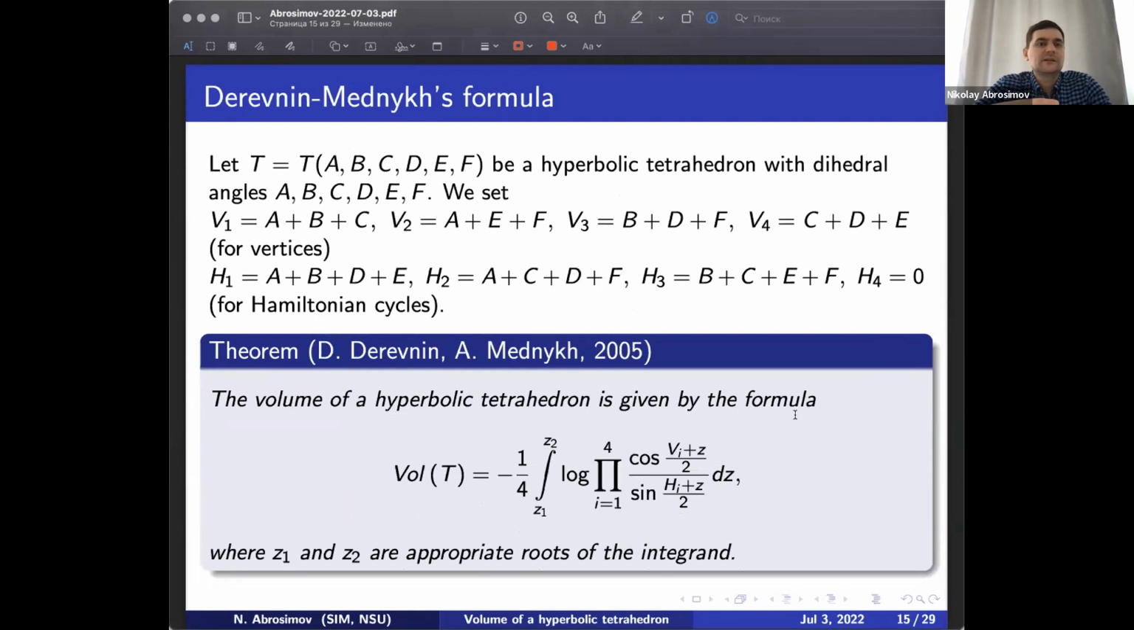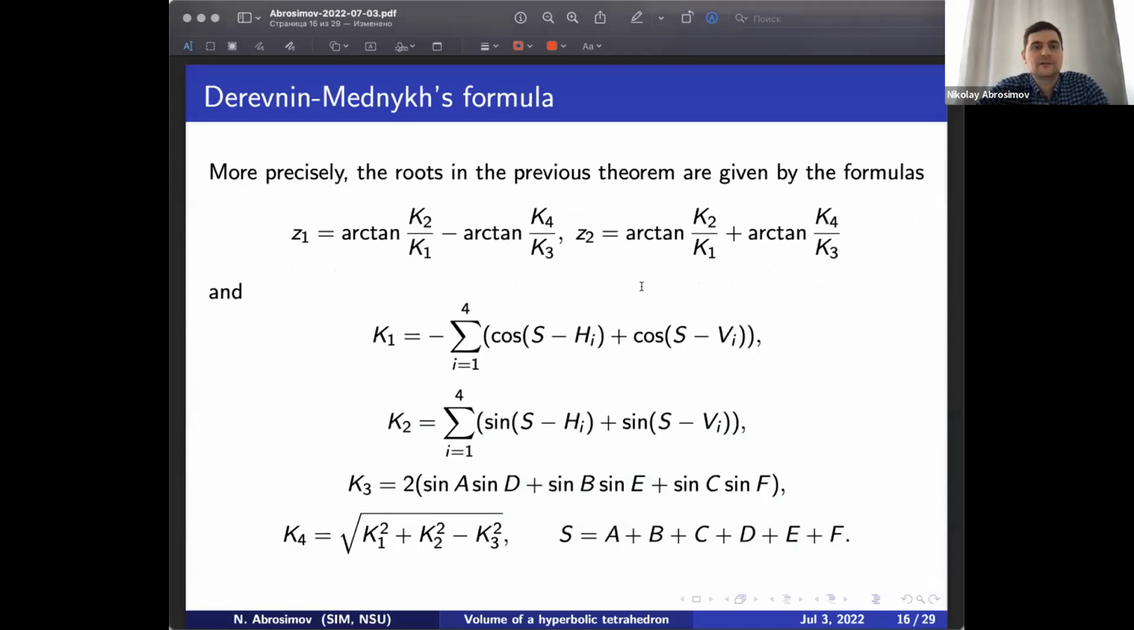Dmitry Derevnin and Alexander Mednykh in 2005 presented another closed integral formula for the volume of a hyperbolic tetrahedron, and it is shown on this slide. Again, it expresses the volume in terms of diagonal angles. Here is a detailed explanation of how to find the limits of the integration in the Derevnin-Mednykh formula.